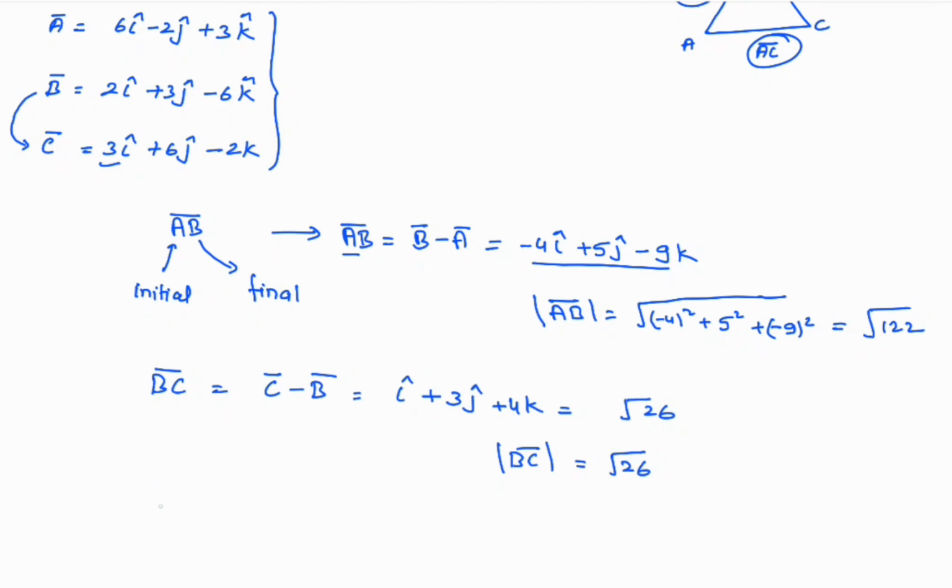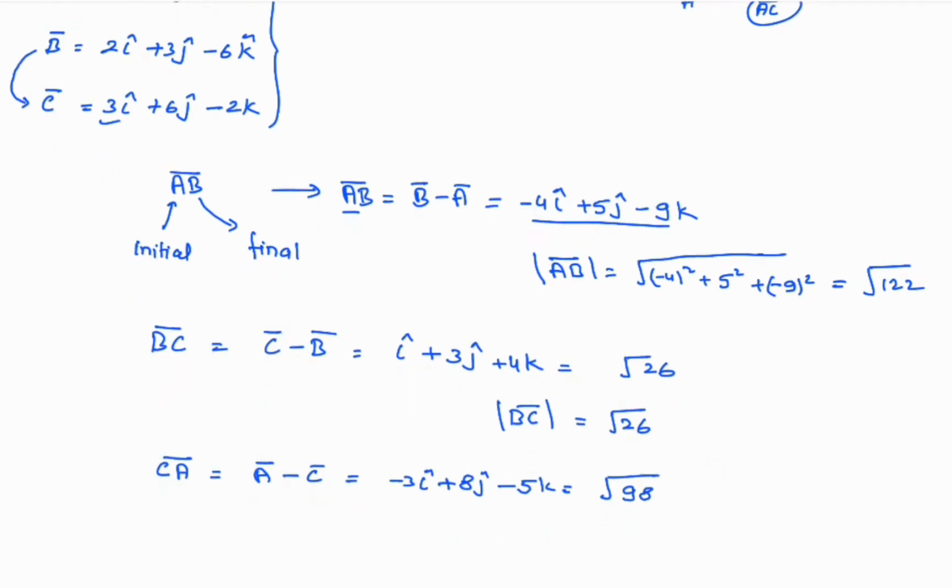Okay. Now similarly find vector CA or AC. You will get vector A minus vector C, final minus initial. You will get minus 3i plus 8j minus 5k. What will be the magnitude? You will get 98. Now 3 square plus 8 square plus 5 square, square root 98.